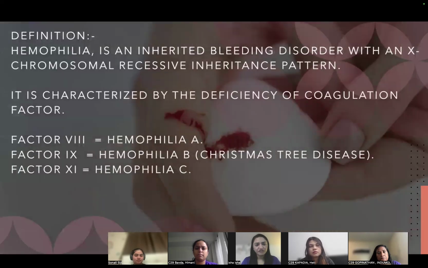So, the definition: hemophilia is an inherited bleeding disorder with an X-linked recessive inheritance pattern. It is characterized by the deficiency of coagulation factor. Deficiency of factor 8 is hemophilia A. Deficiency of factor 9 is hemophilia B, which is also called Christmas disease after the person who was first discovered. And factor 11 deficiency is hemophilia C.